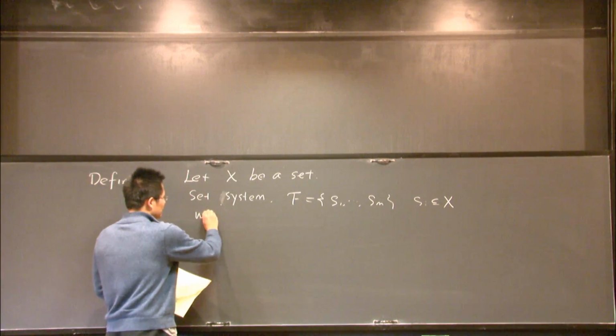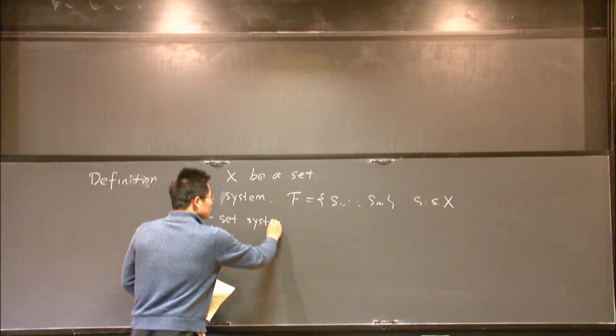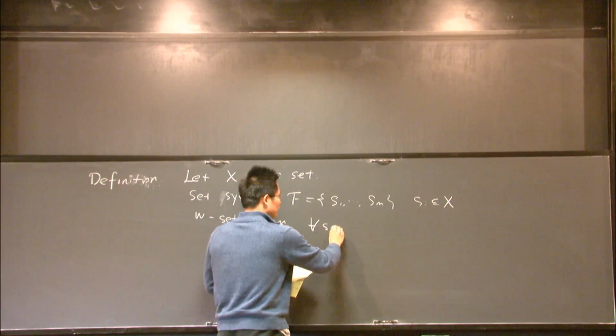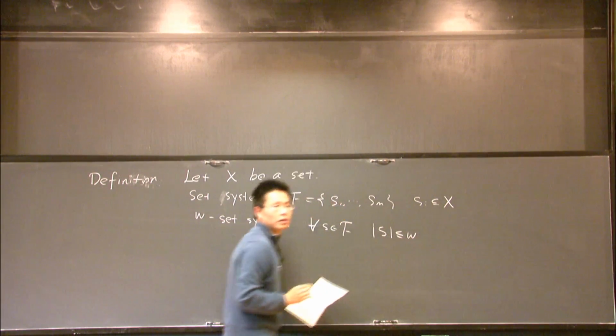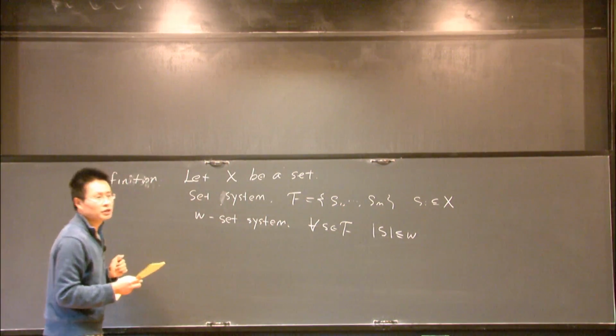We call this a w-set system if for every S in F, the size of S is upper bounded by w. I hope this is clear. So this is the definition of a set system.